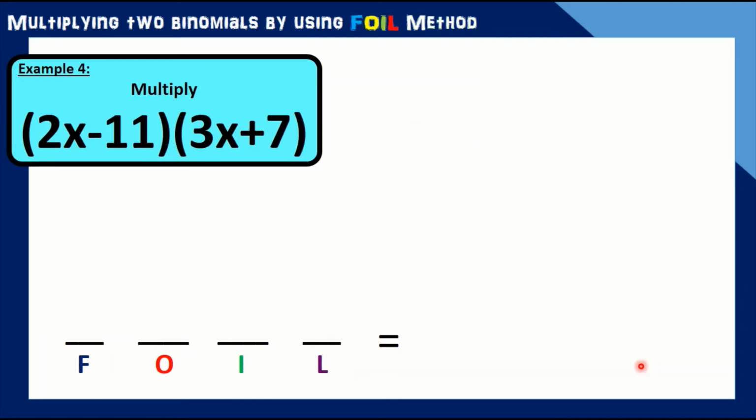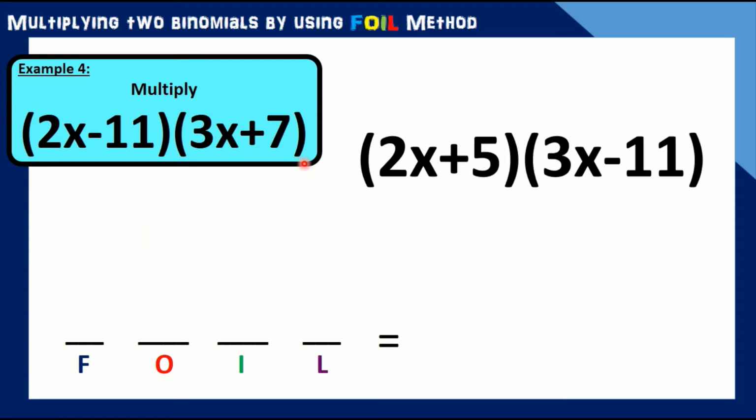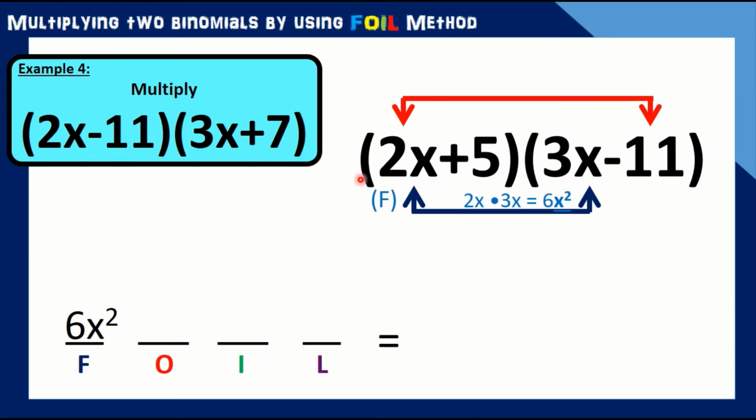Last example, let's make it a little harder. Multiply the quantity 2x minus 11 times the quantity of 3x plus 7. So using again the FOIL method, multiply the first terms. So 2x times 3x equals positive 6x squared. Next, the outer terms, 2x times negative 11 is equal to negative 22x.